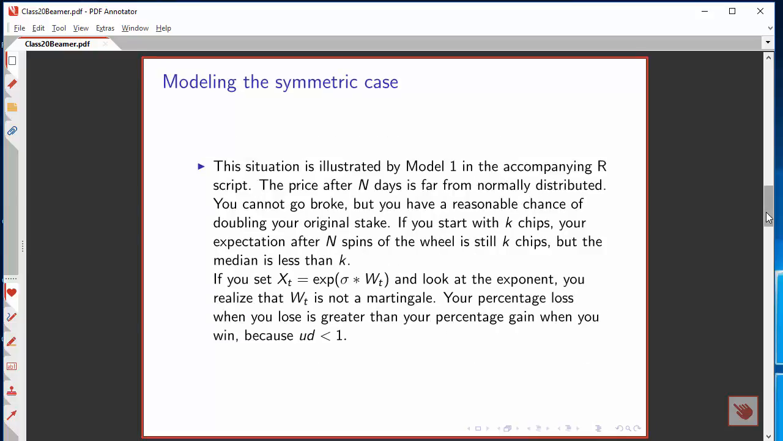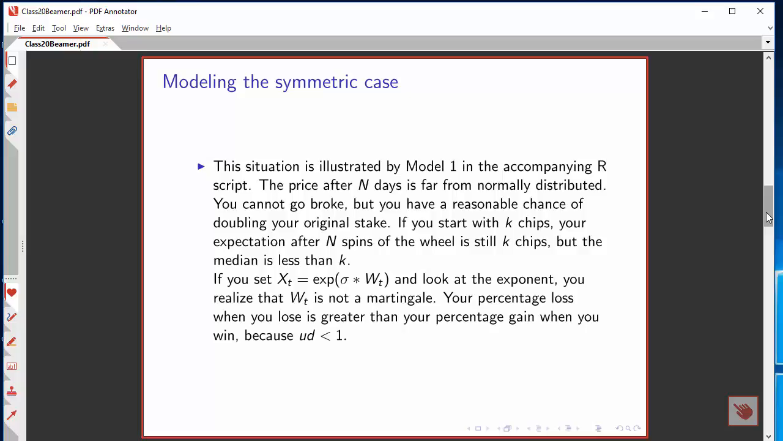In the R script, which I will show you in class, this situation is illustrated by the first of the 5 models that I have coded up. And when you look at what happens after n days, you'll see that the price after n days is very far from normally distributed. There's no way you can go broke, because as you start losing money, you'll make smaller and smaller bets. On the other hand, because you have larger bets to make if you're winning, you have quite a reasonable chance of doubling your original stake.